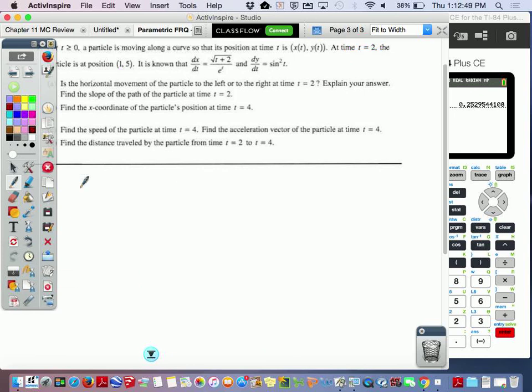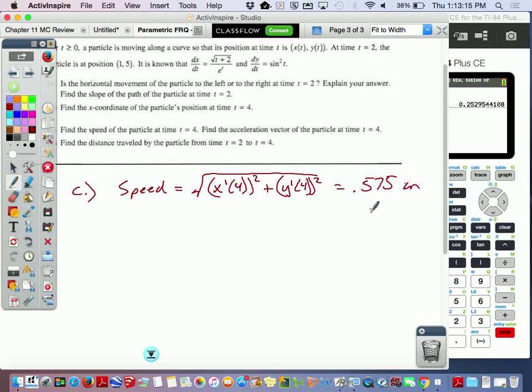Question C. Find the speed of the particle at time t equals 4. Find the acceleration vector at t equals 4. Super easy questions. We're looking for the square root of x prime of 4 squared plus y prime of 4 squared. We've done this now for both questions on the calculator, so I'm just going to give the answer. This comes out to be 0.575 or 0.574. And again, that's going to be 1 point for the speed.